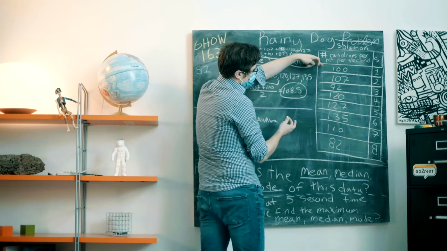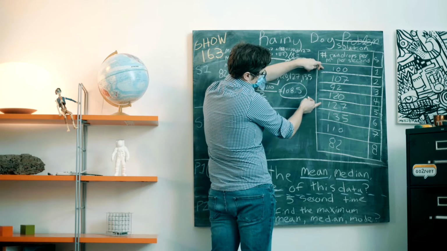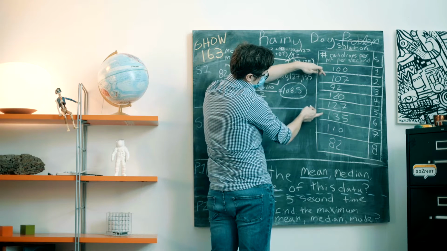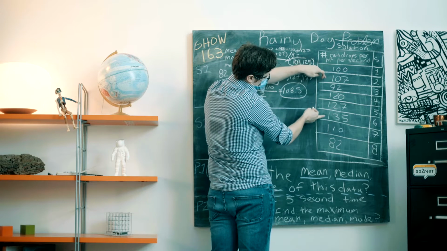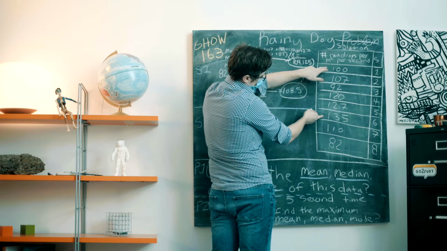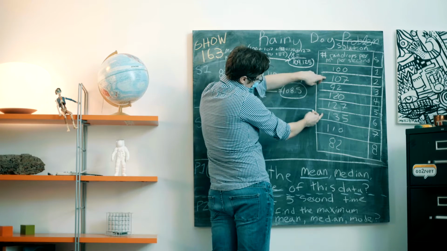Okay? So for example, let's take a look at 1 to 5. Okay? So if I move down from 1 to 5 to 2 to 6, you can see that I've lost 100, but I gained 135.